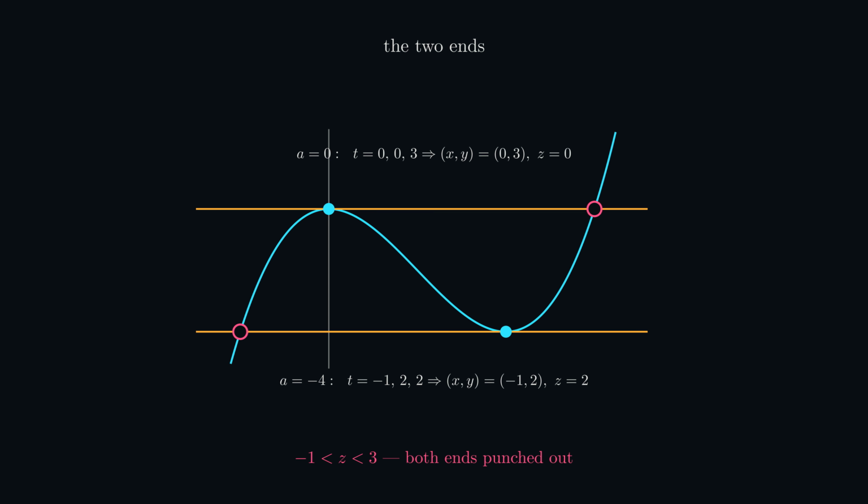Drop the line to the very bottom and the mirror image happens. The roots are minus 1, 2, and 2. The only distinct pair is minus 1 and 2, and the leftover point is 2. Minus 1 is never left over either. So both endpoints are punched out. 2 open circles, 1 at each end, and everything strictly between them is reached by something.